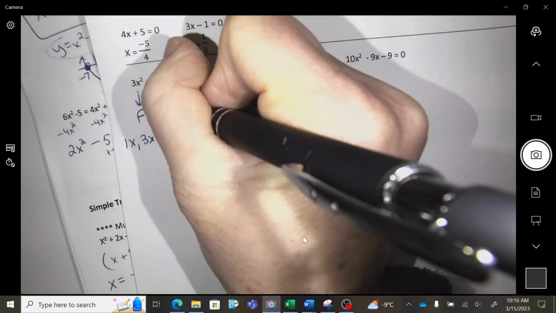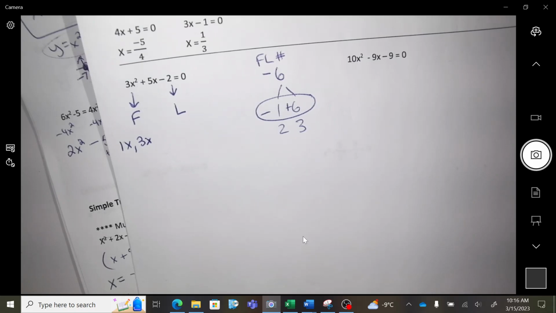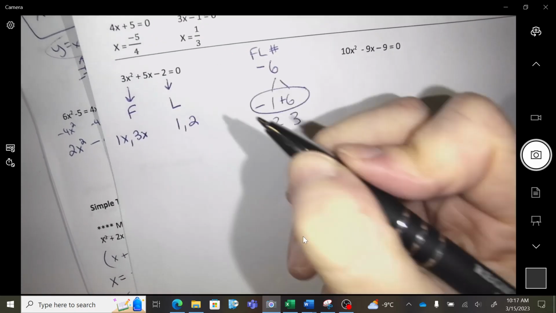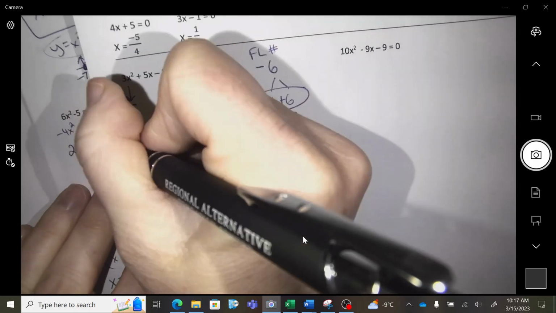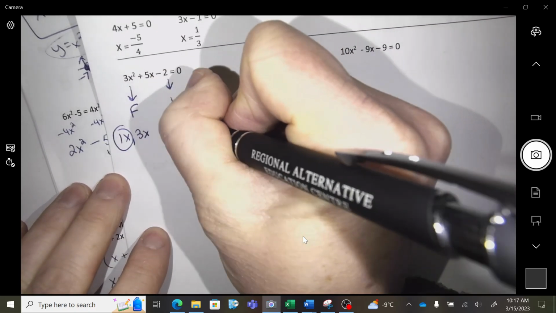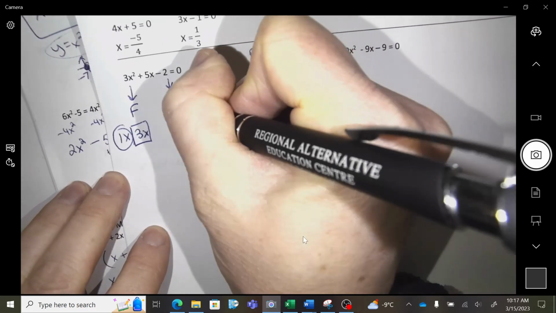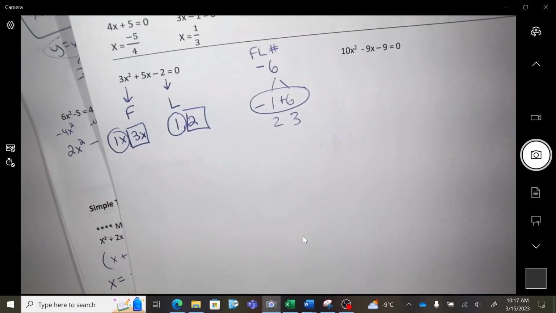Now, how could I possibly multiply to the L? 1 times 2. That's it. Okay, now you have to find your puzzle partners. What you partner together needs to make a 1 and a 6. So 1 and a 6. I put boxes and circles around so I can always see my partners.